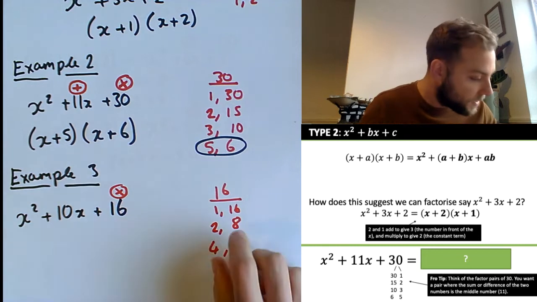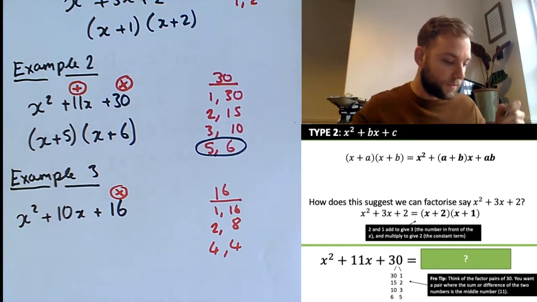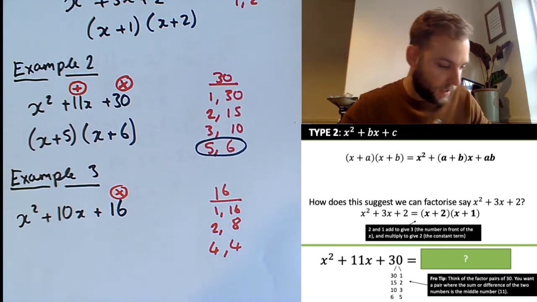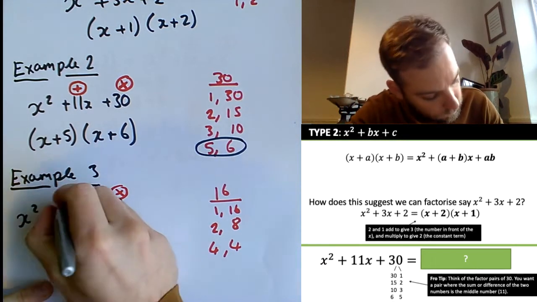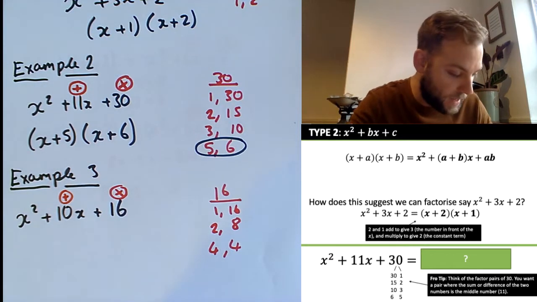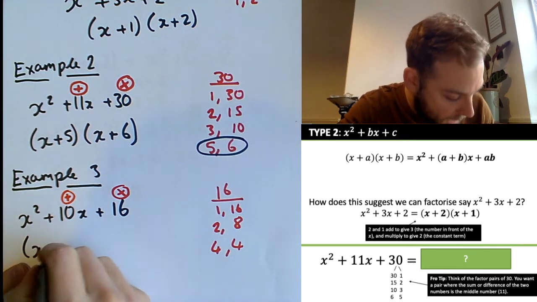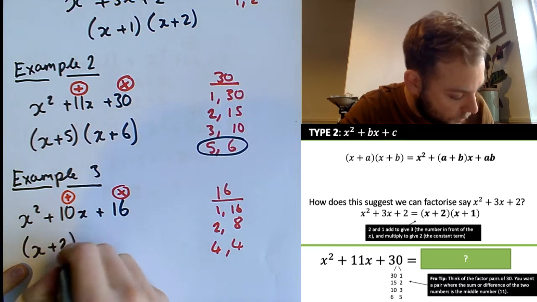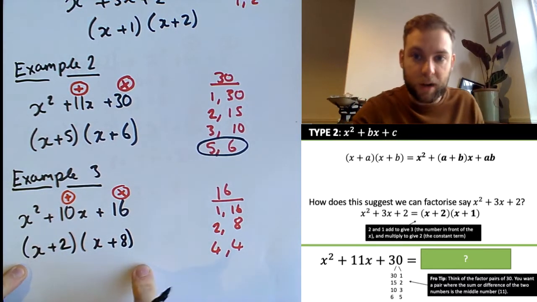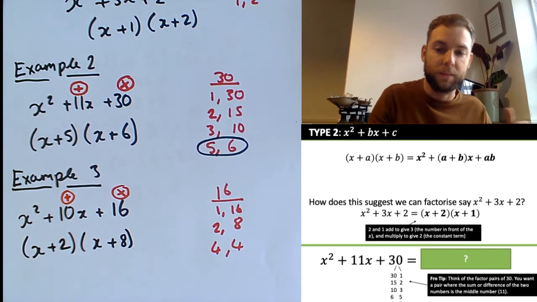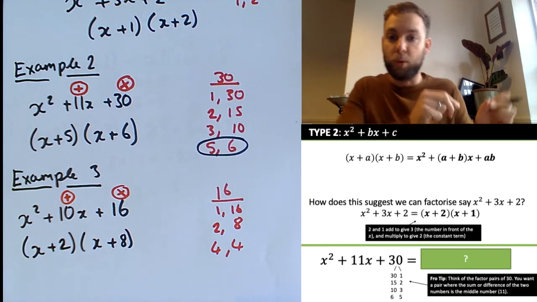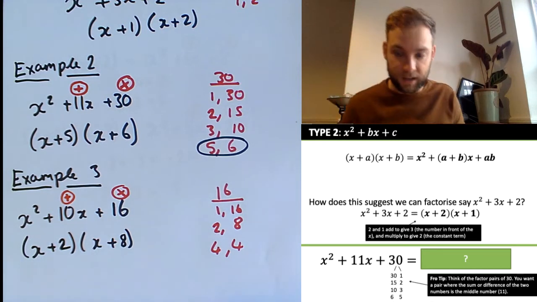Looking at this over here, which ones of these add together to make 10? So let's put an add on here just so we know. Well, the ones that add together to make 10 are 2 and 8. So it's going to be x plus 2 and x plus 8. Notice this is the way I'm writing it down: x plus 2, x plus 8. If you just write 2 and 8, then that's not the answer. Remember, factorising means put it into brackets as an algebraic term.